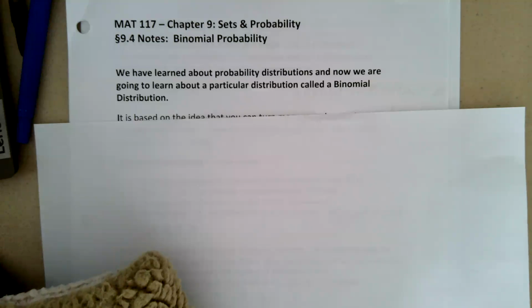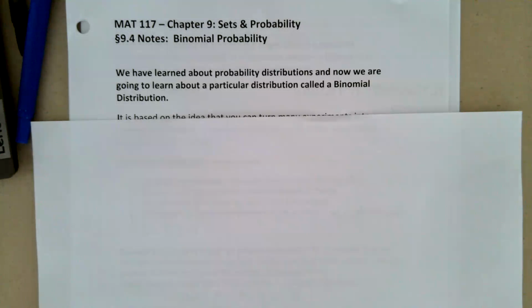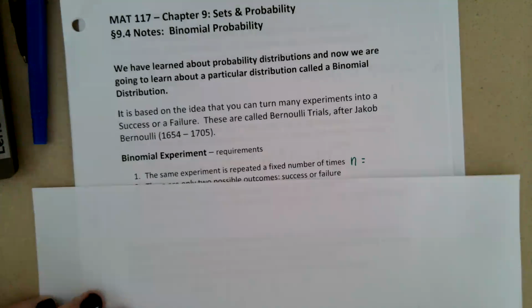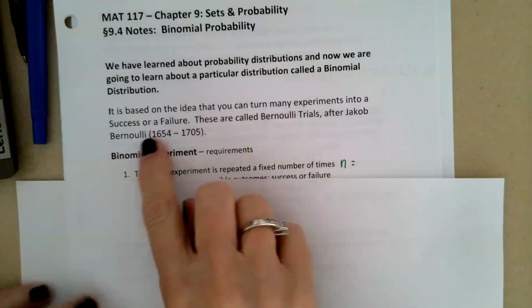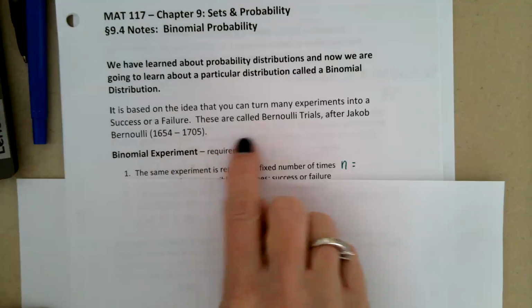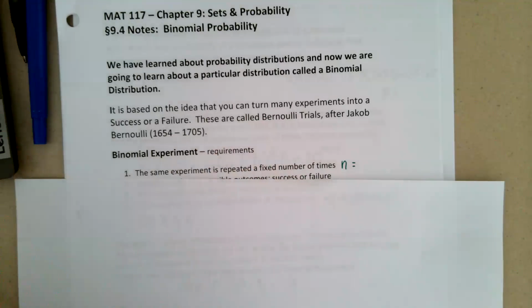Welcome back to 9.4. We're still dealing with sets and probabilities, but in 9.4, we're talking about binomial probability. And the prefix bi means two. So that means that we're talking about probabilities where there are only two outcomes. This is based on the idea of a success or a failure. Those are our two outcomes. It was created by Jacob Bernoulli. They're called Bernoulli trials.